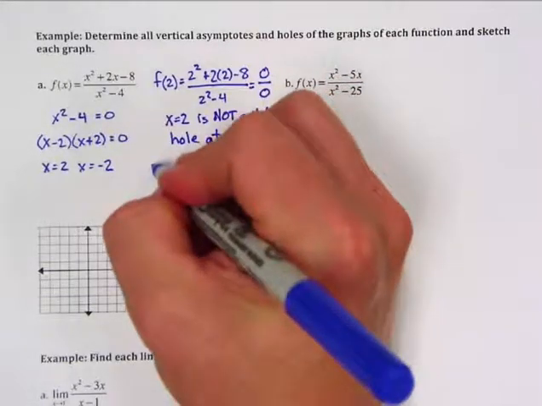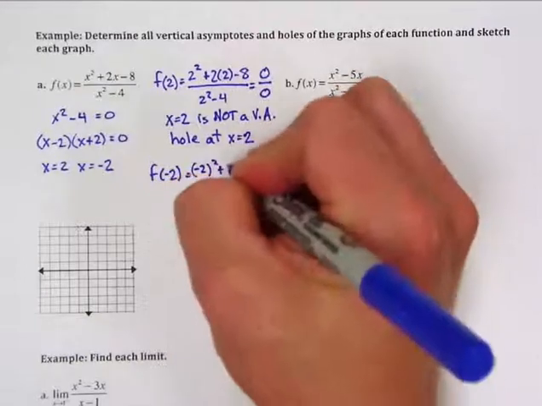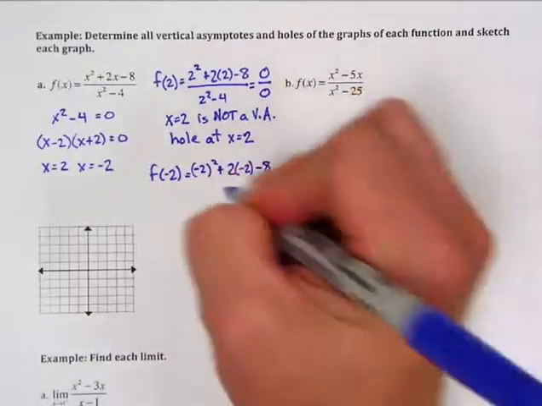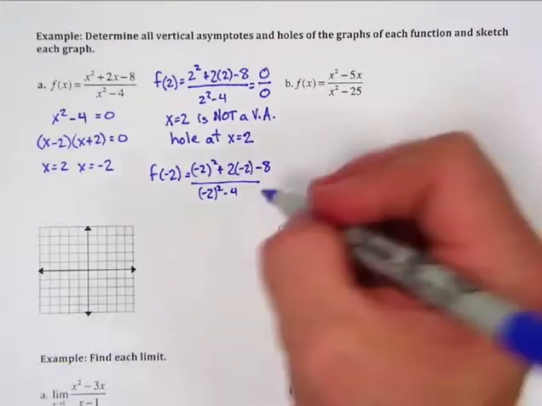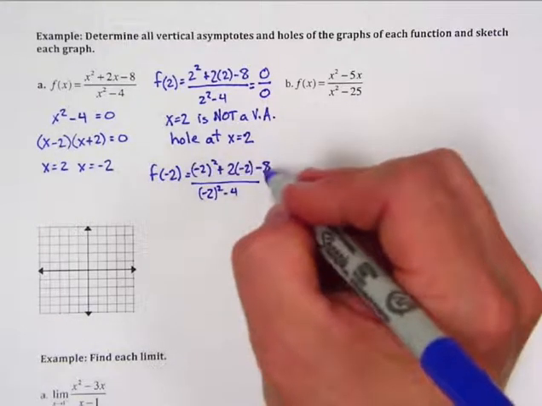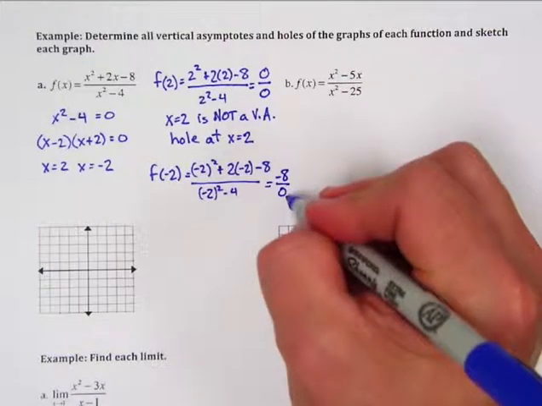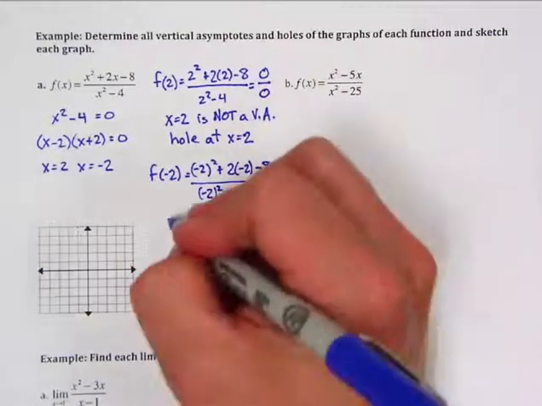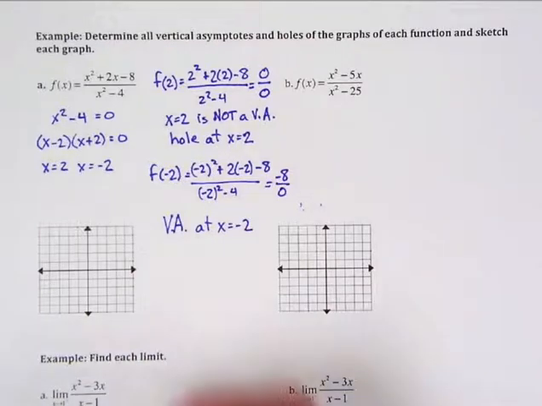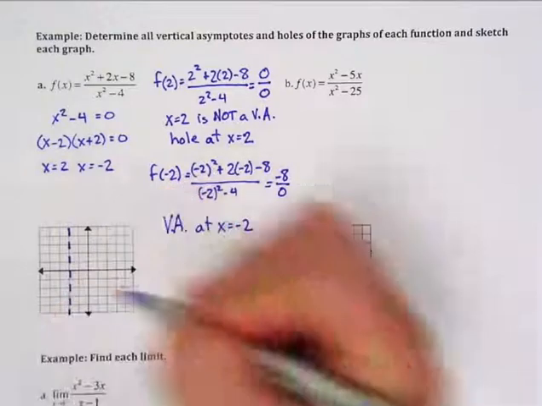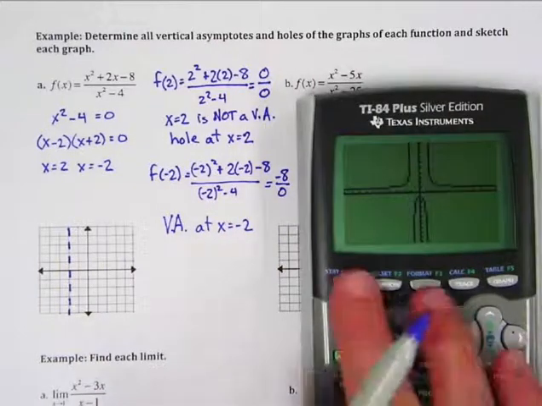All right, we're going to try that now with f of -2. So we'll substitute in -2 squared plus 2 times -2 minus 8 over -2 squared minus 4. And this gives me, let's see, 4 plus -4 is 0 minus 8, so -8 over 0. So in this case, because we have 0 in the denominator and not 0 in the numerator, we do get a vertical asymptote at x equals -2. So we'll go ahead and draw that right there. And we know at x equals 2, wherever the graph is, there's going to be a hole. So let's go ahead and graph this.